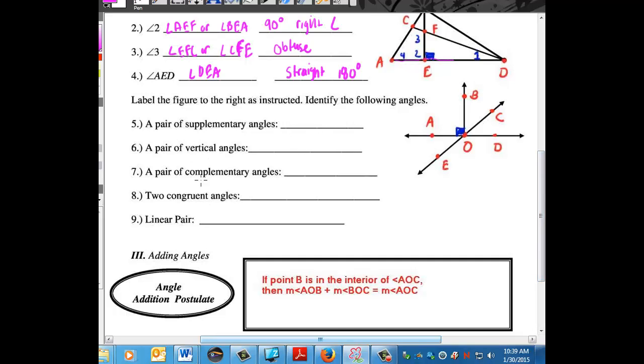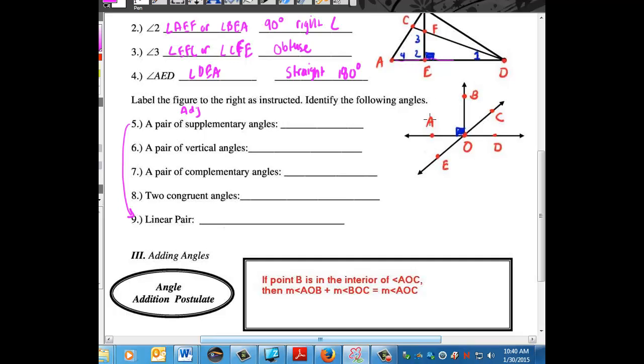And I guess for now, let's do a pair of adjacent. So we're looking for side by side. Now, let's recall that adjacent supplementary angles are exactly the same as a linear pair. So whatever answer we get here, we're also going to write down here, because adjacent supplementary angles are the same exact thing as a linear pair.